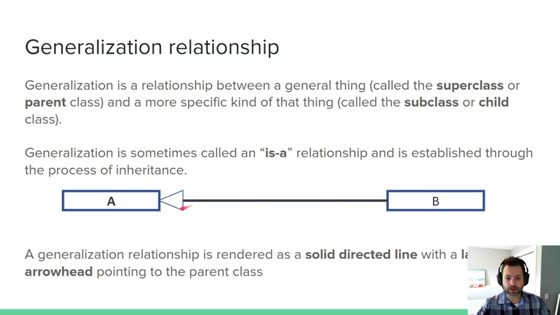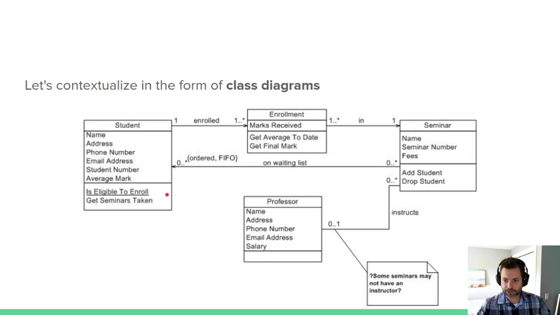How do we model this? Solid line, open arrow. So basically you have this kind of triangle with a solid background here. Did we have generalization in here? No, we did not.